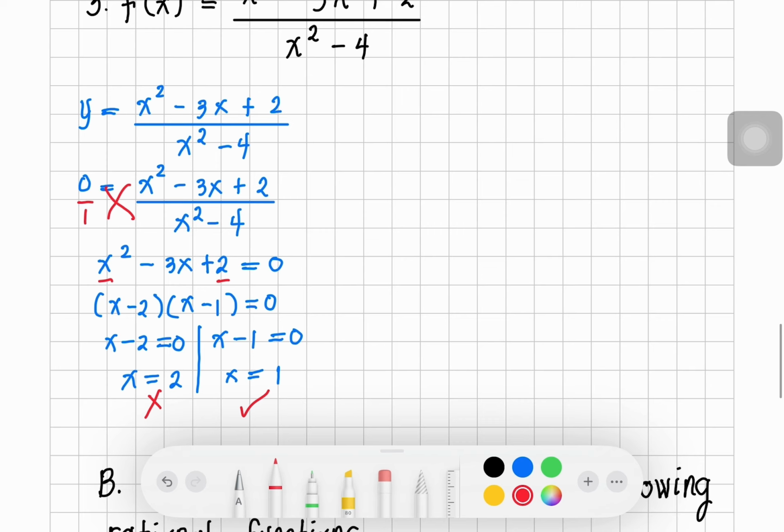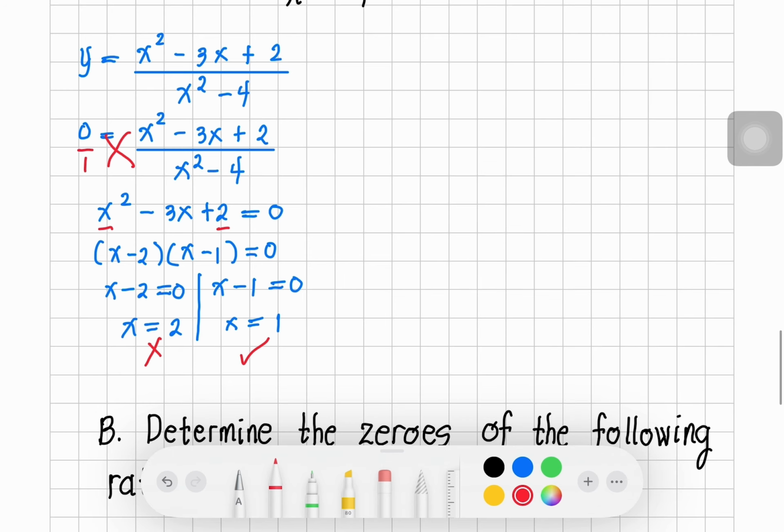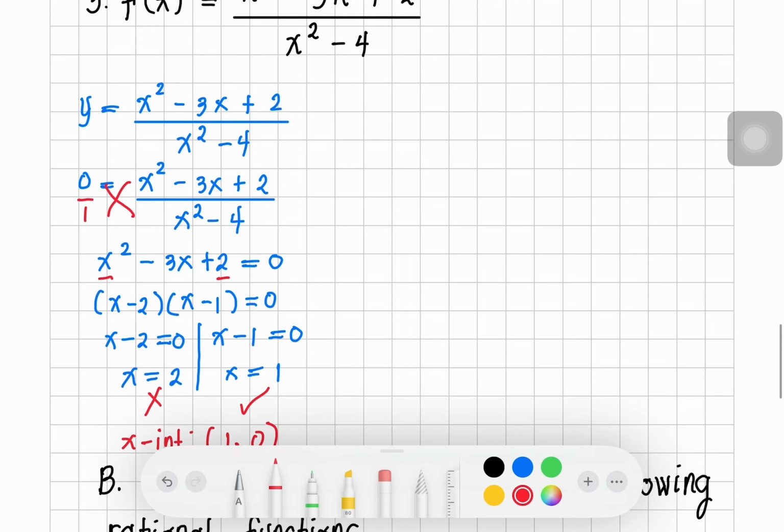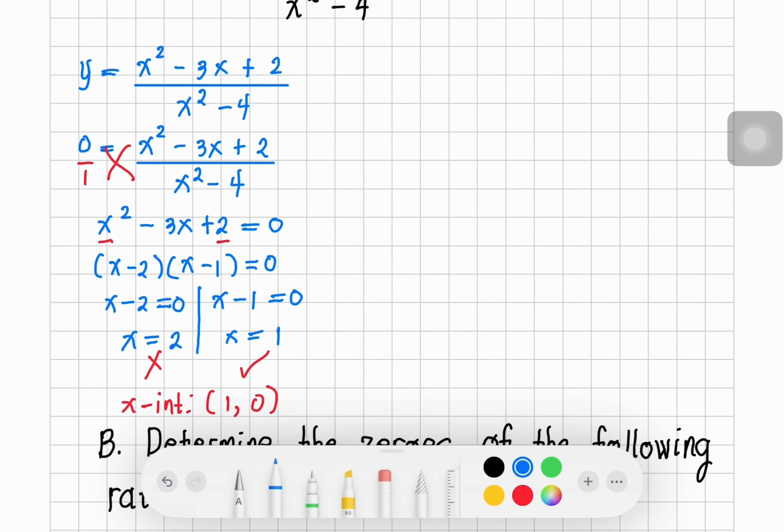Kapag sinubstitute natin doon sa denominator, 1 squared is equal to 1, minus 4. Hindi naman siya magiging undefined or 0 yung denominator. So therefore, ang x-intercept natin dito ay positive 1. Gets? Okay. So the x-intercept is (1, 0).